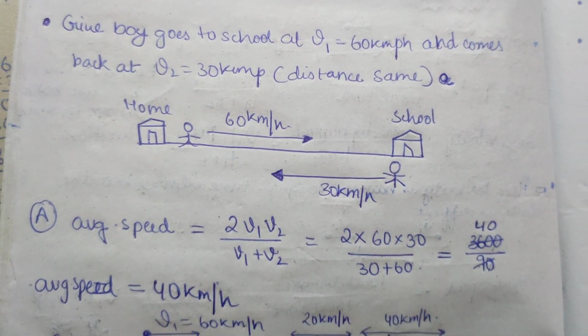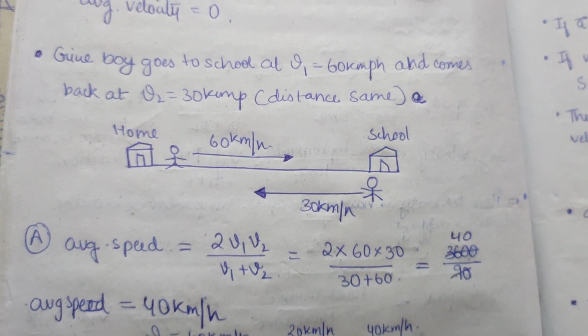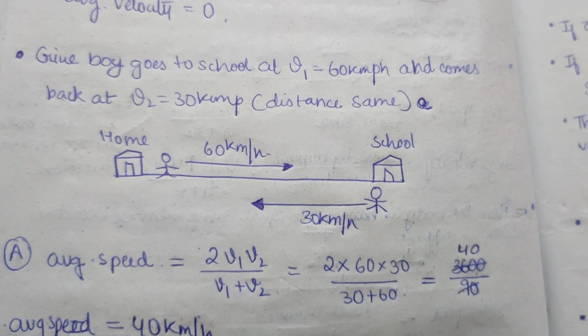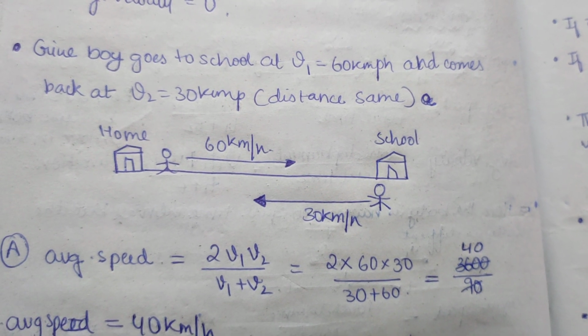Now for example, one question here: a boy goes to school at V1 equal to 60 and comes back at V2 equal to 30.